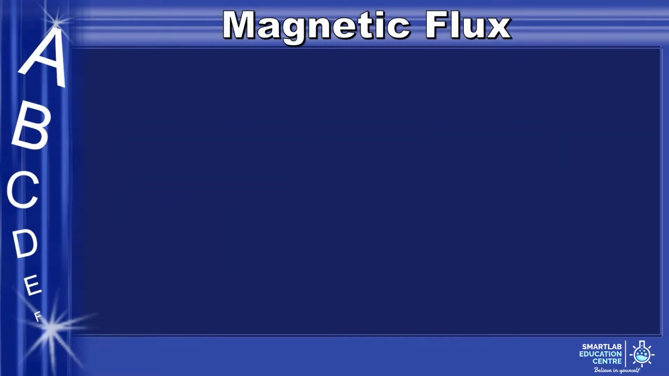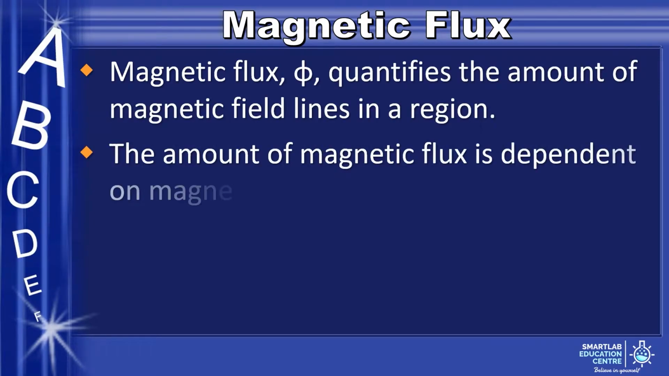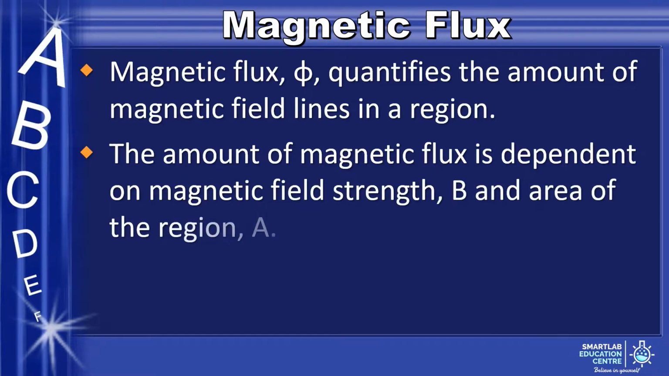Let us talk about magnetic flux. It quantifies the amount of magnetic field lines in a region. The amount of magnetic flux is dependent on magnetic field strength and area of the region. The SI unit of magnetic flux is the Weber.